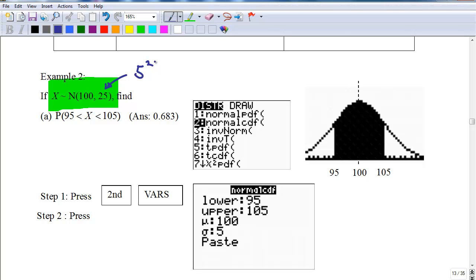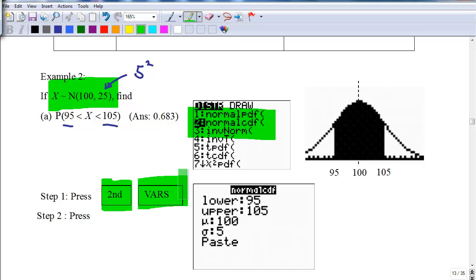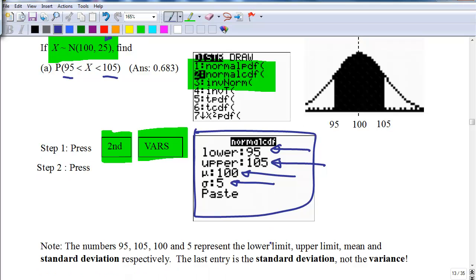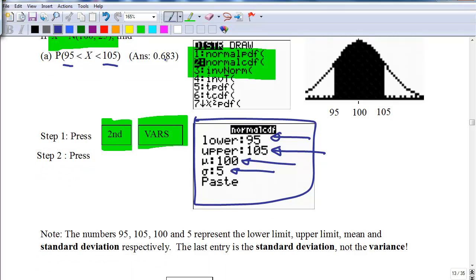Now A says that you want to find the probability of x between 95 and 105. 95 is my lower limit, 105 is my upper limit. So I first call up the function normal CDF, using second variables. Once I do that, this screen will appear, and I key in the lower limit, the upper limit, the mean, and again not sigma squared but sigma, which is 5 here. I press enter, and the answer will be 0.683.